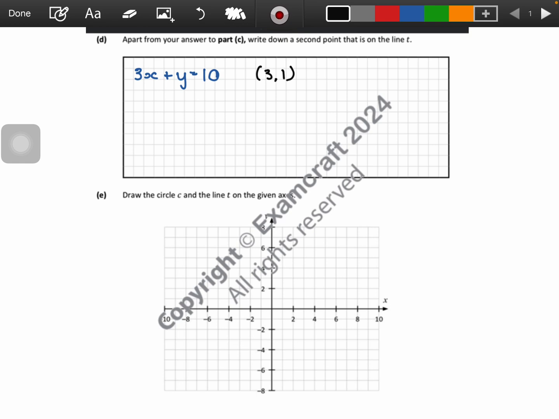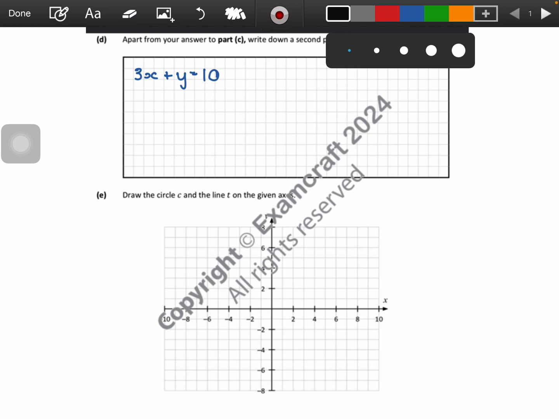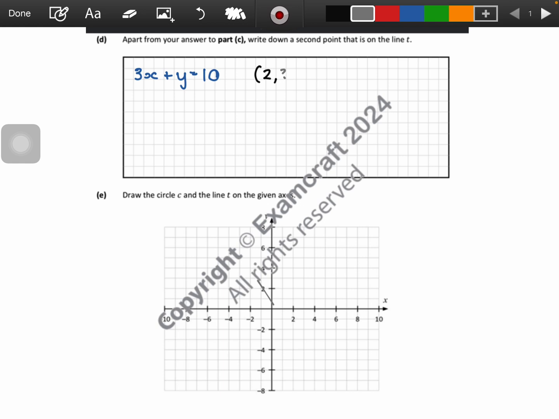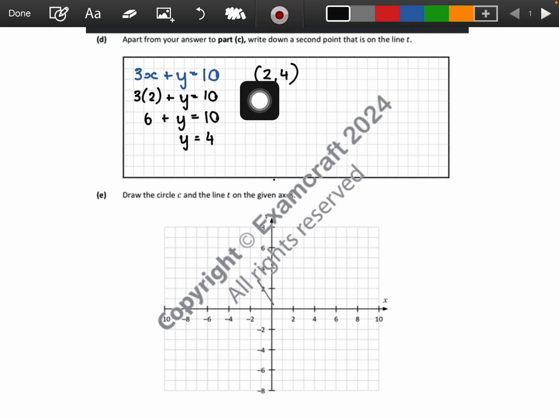Okay, so any other coordinate, let's say, for example, if we wanted the x coordinate to be 2, then we'd need to figure out what the y coordinate there would be. So literally it'd be 3 by 2 plus y is 10. So 6 plus y is 10. So y would be 4. Okay, so that's one possible answer, would be 2, 4. Literally whatever number you sub in there, you're just finding the matching y coordinate.